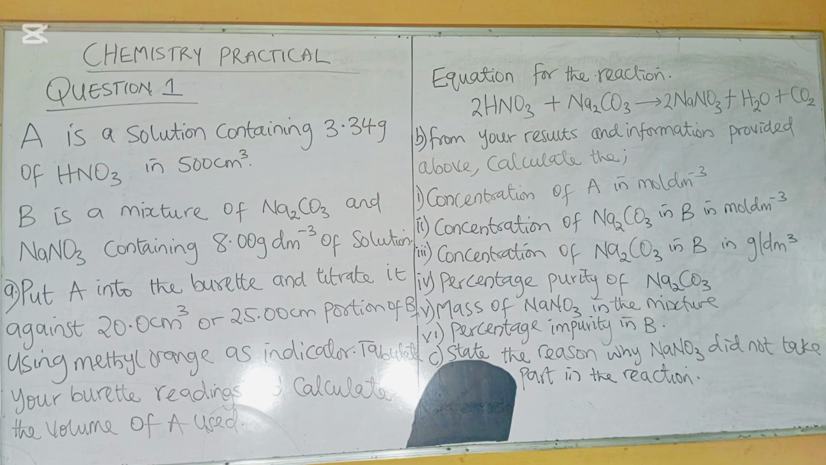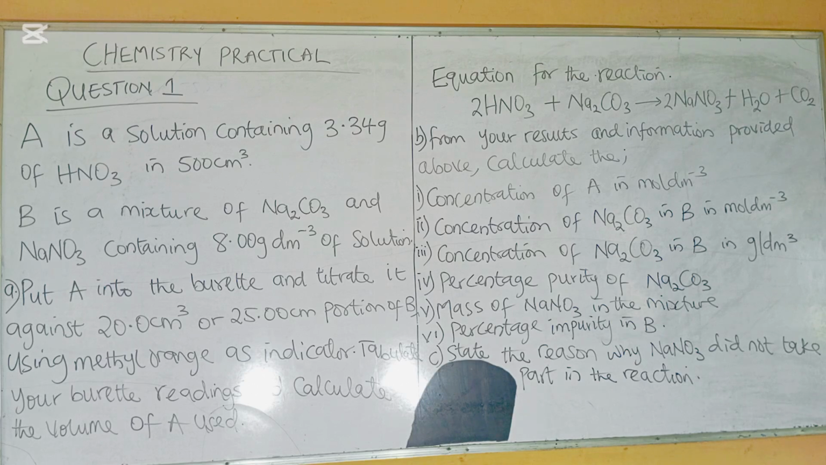Then for part B of question one, from your results and the information provided above, what is the information? Your average titer value, and what A is and what B is. Very important: calculate, Roman figure 1, the concentration of A in moles per dm cube. Roman figure 2, concentration of Na2CO3 in B, since B is a mixture of two substances, in mole per dm cube.